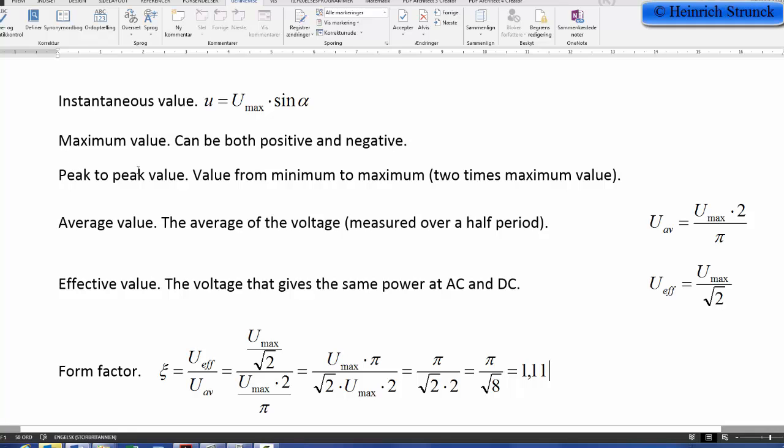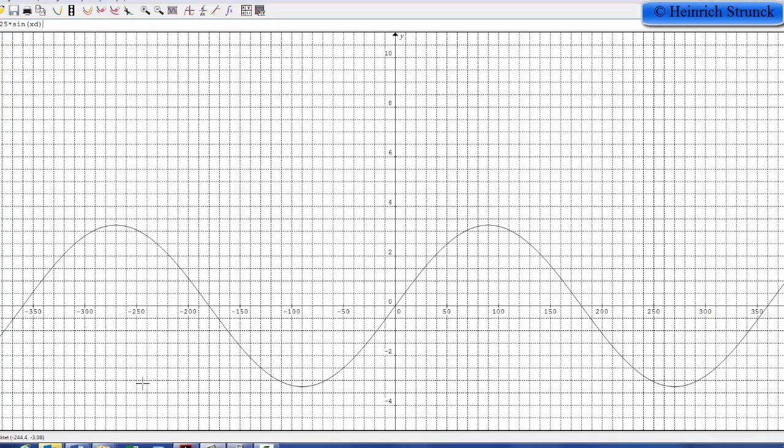Then we have the peak-to-peak value. That is the value from minimum to maximum. And if it is symmetrical, it is 2 times the maximum value. Because when we look at the sine curve, here we got the minimum, and here we got the maximum. So the peak-to-peak value, from the bottom to the top, must be 2 times the maximum value.